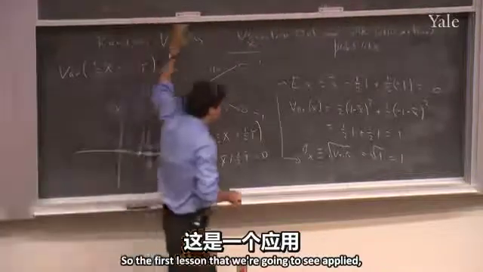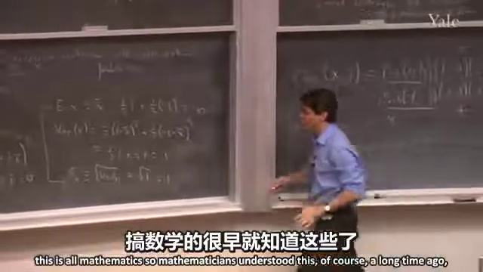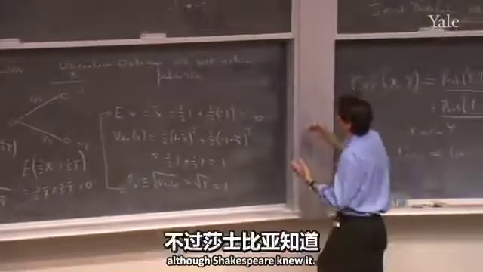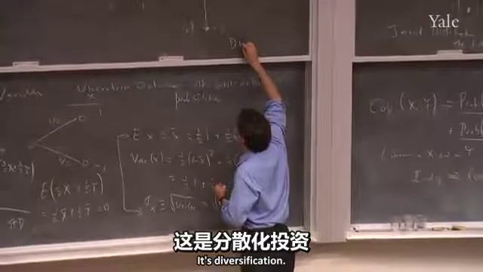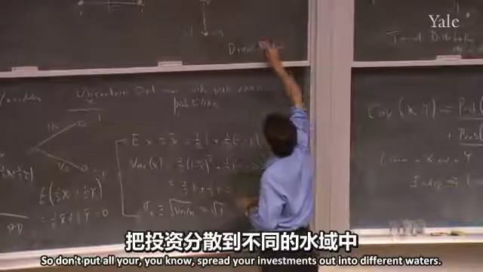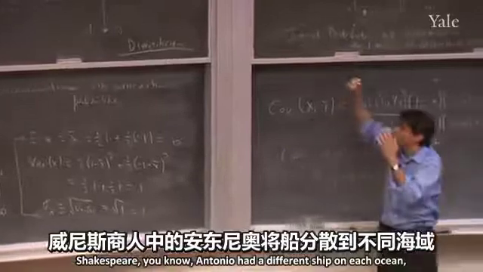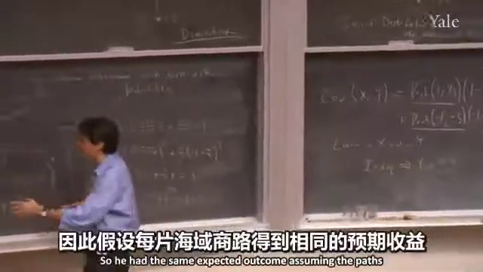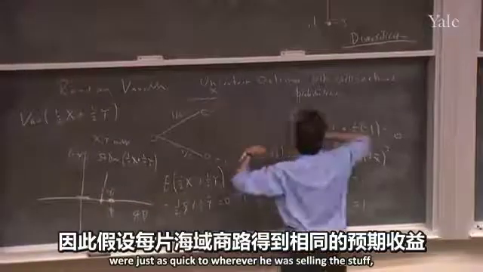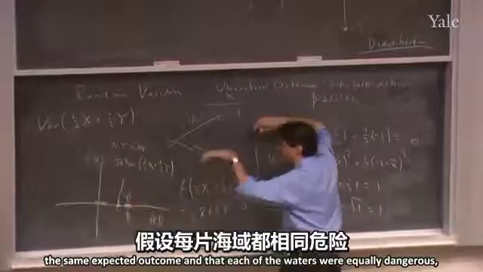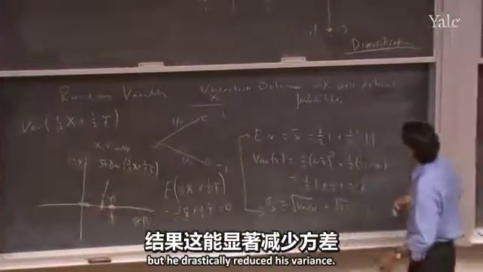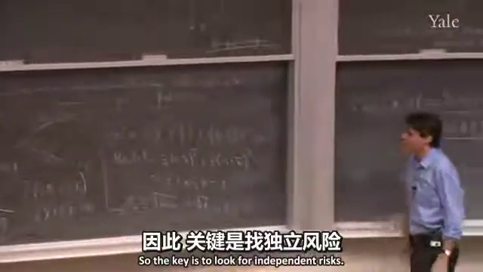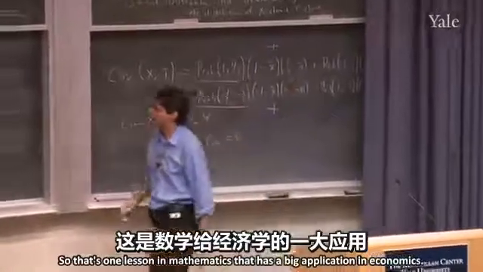Okay, so the first lesson that we're going to see applied, this is all mathematics, so mathematicians understood this, of course, a long time ago. But to realize this has an application to economics wasn't so obvious. So this is the thing, although Shakespeare knew it, it's diversification. So don't put all your eggs in one basket, spread your investments out into different waters. Shakespeare's Antonio had a different ship on each ocean. So instead of putting all the ships on the same ocean, he put them on different oceans, which he assumed were independent. So he had the same expected outcome, assuming the paths were just as quick to wherever he was selling the stuff. Same expected outcome, and each of the waters were equally dangerous, but he drastically reduced his variance. And because there were a lot of oceans and a lot of ships, this number went down further and further. So the key is to look for independent risks. Okay, so that's one lesson in mathematics that has a big application in economics.